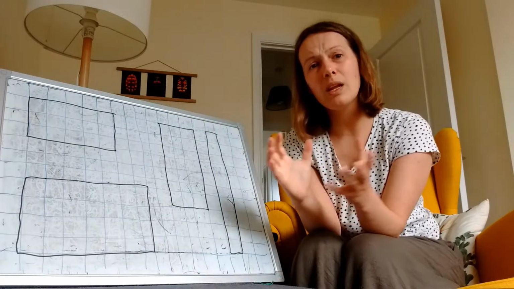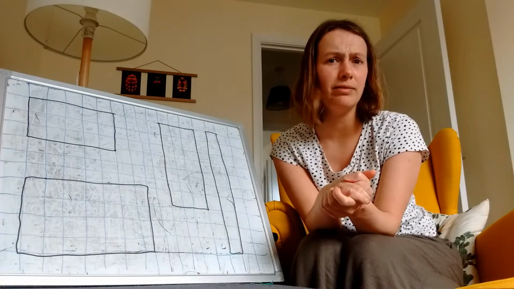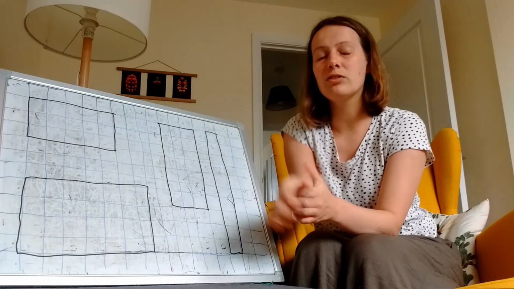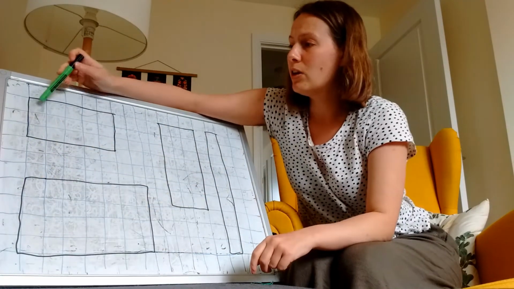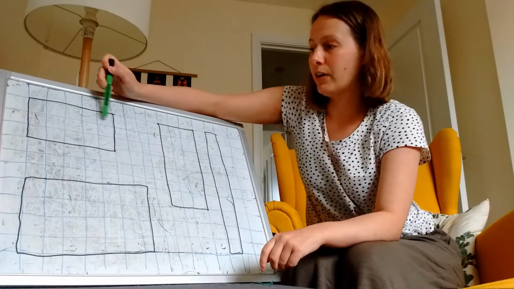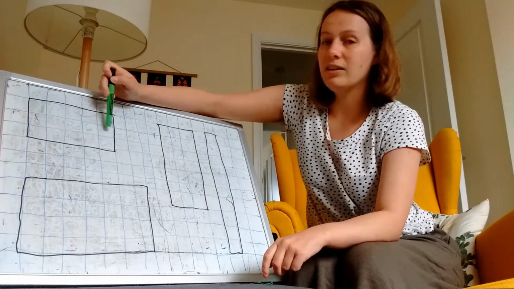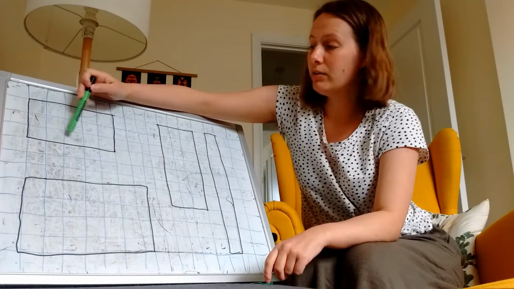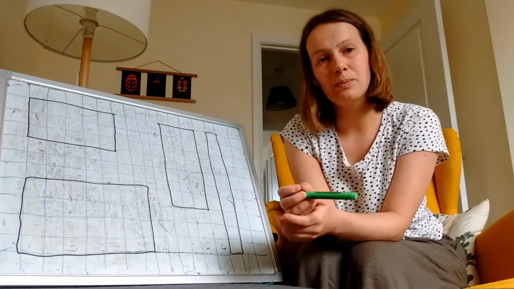Now, if we're going to work out the area in a really basic way, we'd take one that's divided up into squares like this, and we'd just count the squares. 1, 2, 3, 4, 5, 6, 7, 8, 9, 10, 11, 12, 13, 14, 15.